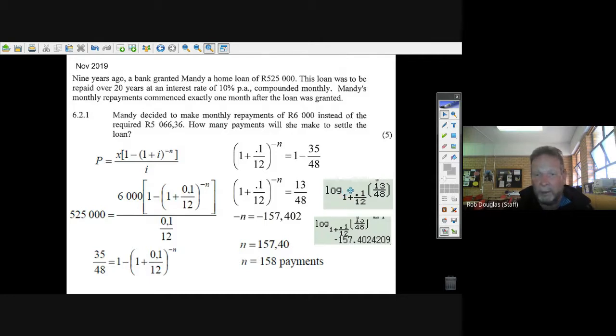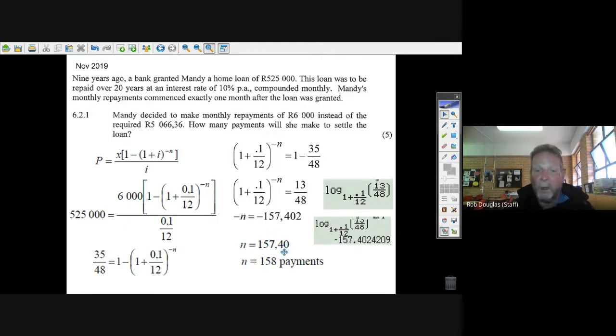Now, the easiest thing to do in the world now is to go to your log button. It's the top right-hand corner of your Casio calculator. And this is the base. You just type 1 plus 0.1 over 12 in there, and you put the number 13 over 48 right there. And then you press equals, and out comes your answer for what negative n equals. And it says negative 157.402.